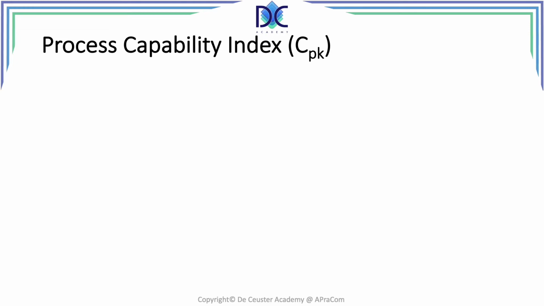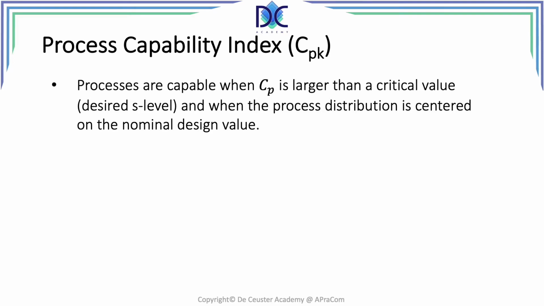Cpk. Now, processes are capable when the Cp is larger than the critical value, the desired sigma level, and when the process distribution is centered on the nominal design value. So basically, X double bar, the average of all the sample averages, is coinciding with the nominal design value. Now, is that always true?